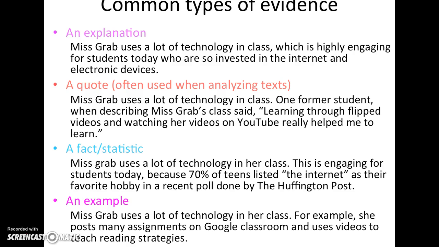This one is used most often. You're going to use it a lot when we're analyzing text once we start doing short stories. You could use a fact or statistic. This is especially if you're writing an informational piece or an argumentative piece. Ms. Grab uses a lot of technology in her class. This is engaging for students today because 70% of teens listed the internet as their favorite hobby in a recent poll done by the Huffington Post.